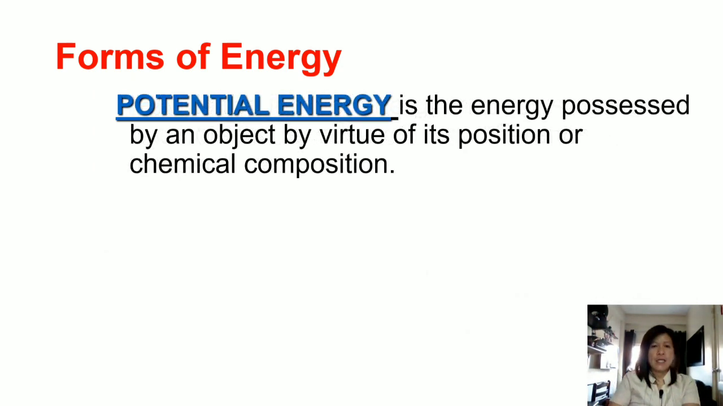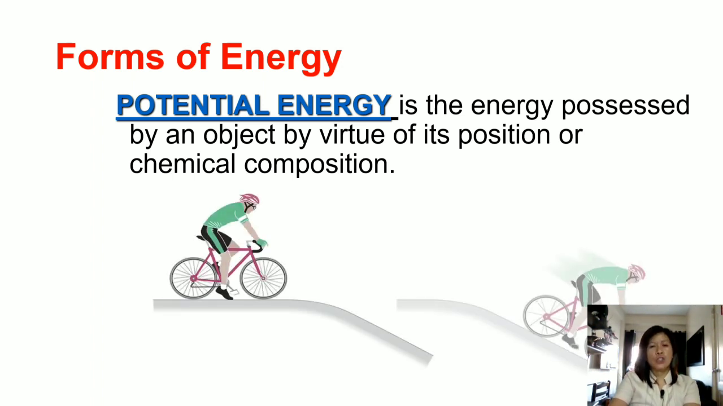Another form of energy is potential energy. This energy is possessed by an object by virtue of its position or chemical composition. So you will see here the biker at stationary position. According to its position and the chemical composition, it possesses potential energy.